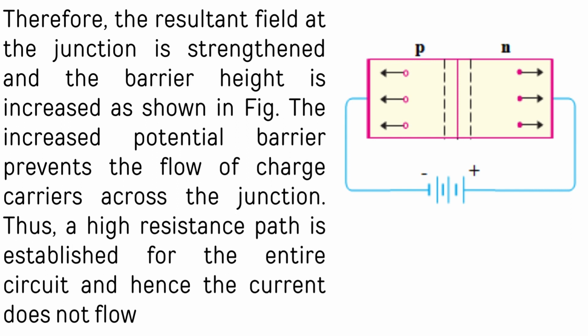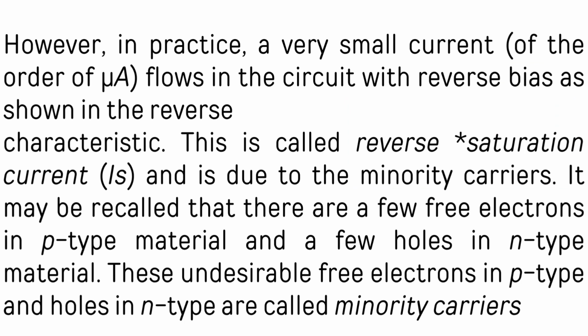The increased potential barrier prevents the flow of charge carriers across the junction. Thus, a high resistance path is established for the entire circuit and hence current does not flow. The figure shows the negative terminal connected to the p-type and the positive connected to the n-type material. Obviously, holes in the p-type material are attracted by the negative terminal and electrons in the n-type material are attracted by the positive terminal. Due to that, the depletion area increases.